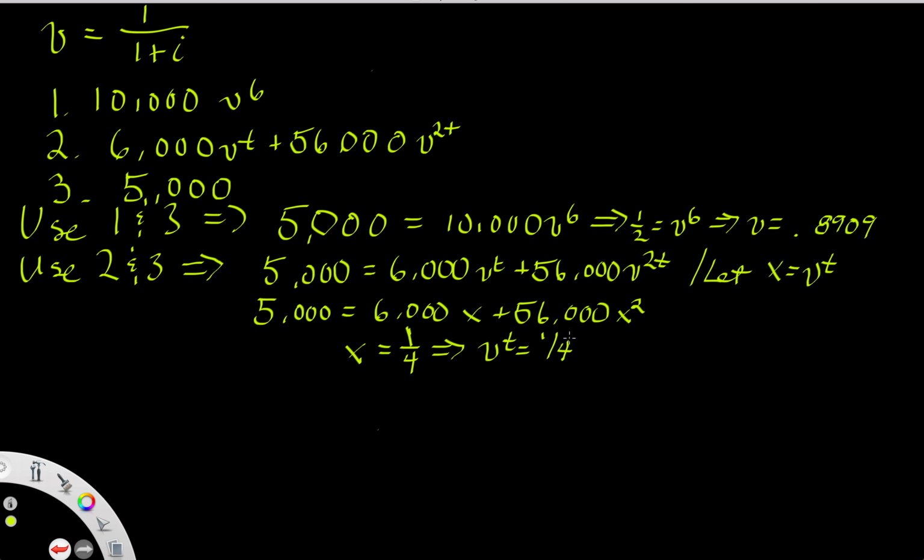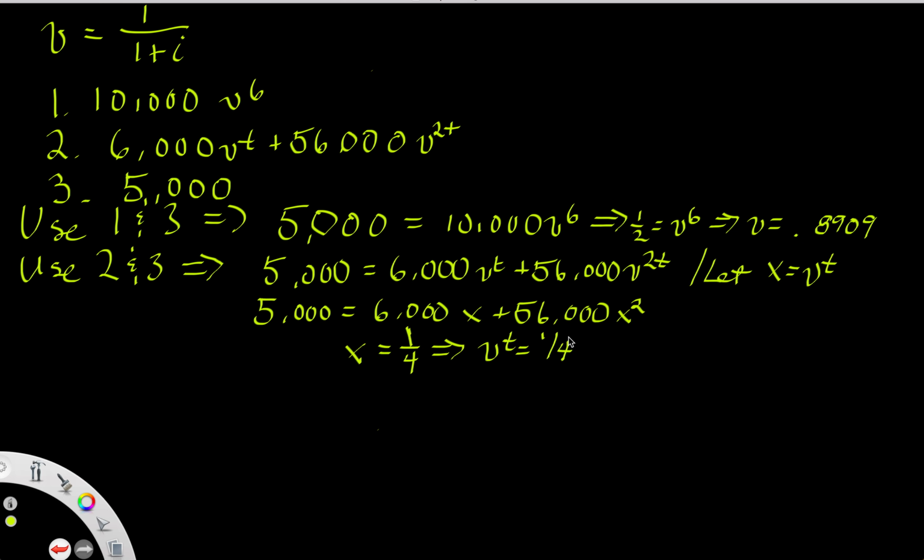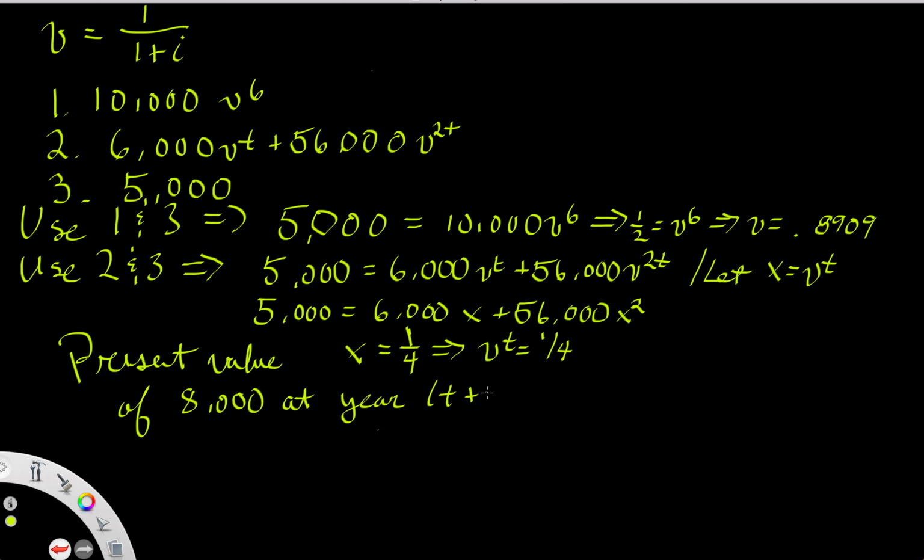Now if we wish, we could solve for t because we know nu, and we know nu to the t, so we can use logarithms to find out what t is. However, we don't need to. We're asked, if you recall, to find the present value of a payment of 8,000 chicken fingers at the end of year t plus 3. To do that, we simply write down the expression and see what we can do with it.